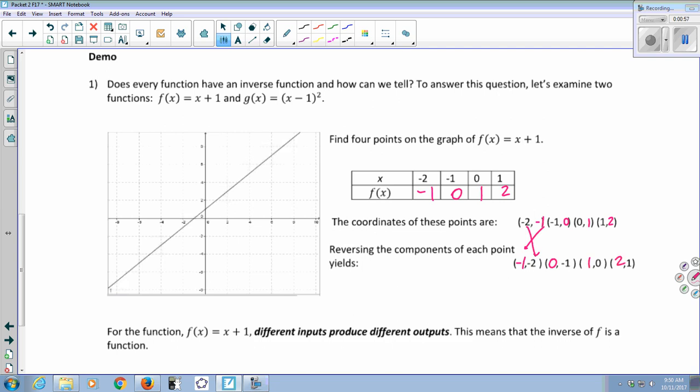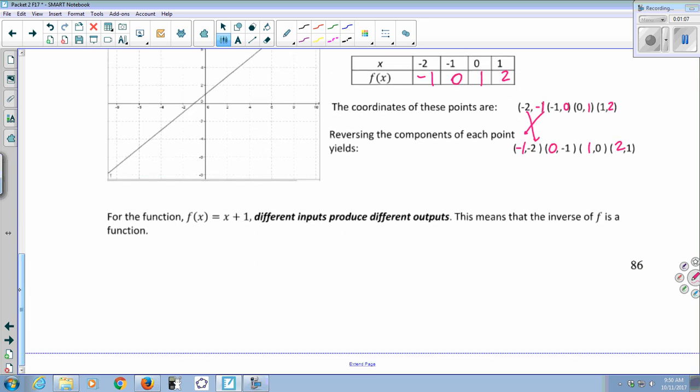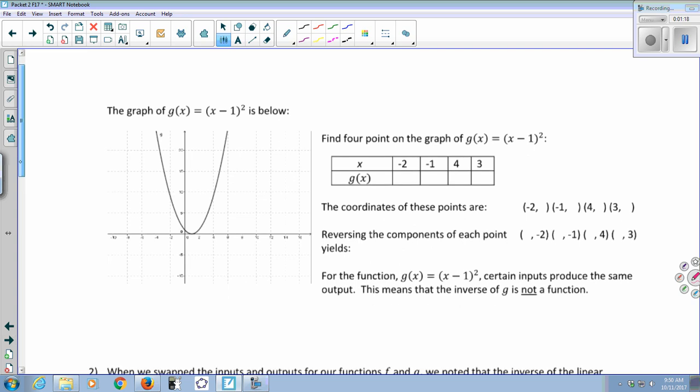There we go. So for the function f of x equals x plus 1, different inputs produce different outputs. And so my inverse is a function. Right? So when I swap the components, the inverse is a function. So f of x equals x plus 1 is 1 to 1. All right, let's look at another example.